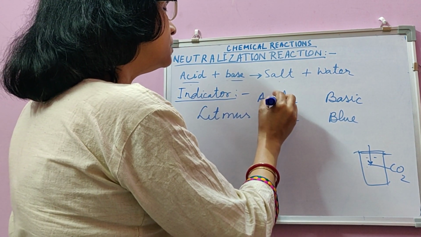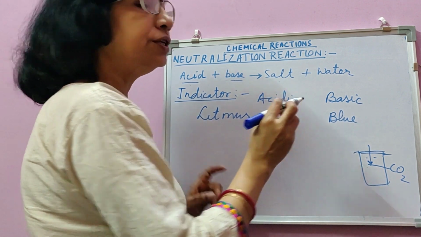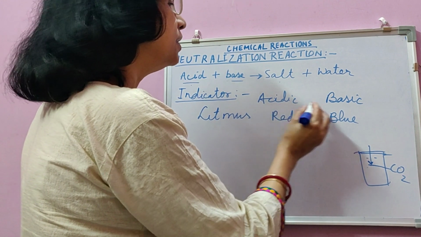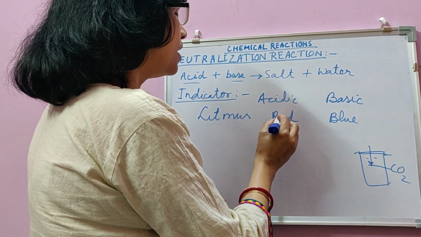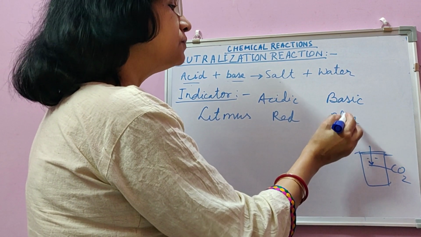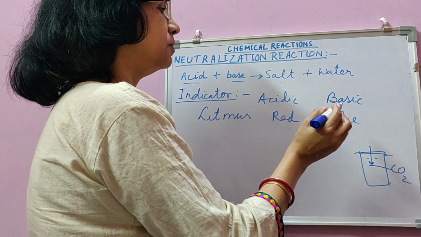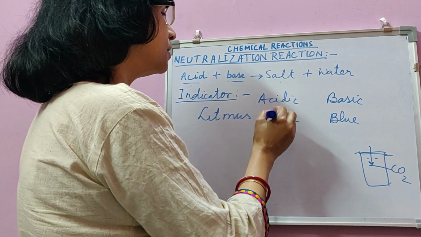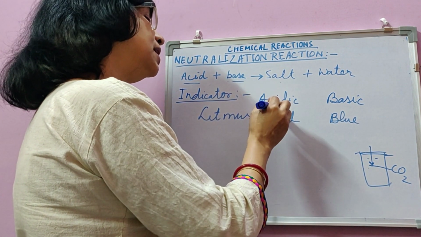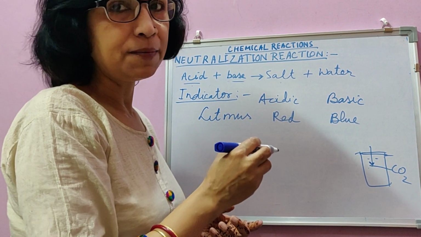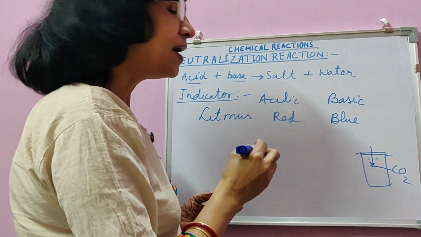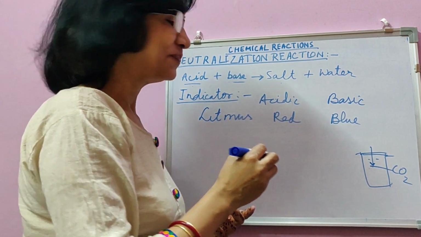So litmus will not show any color change in neutral medium, but it shows color change in acidic and basic medium. A red litmus will turn blue in basic medium. A blue litmus will stay blue in the basic medium. A blue litmus will turn red in acidic medium, and a red litmus will stay red in acidic medium. We have done such experiments in the lab as well, and we'll show you such experiments.